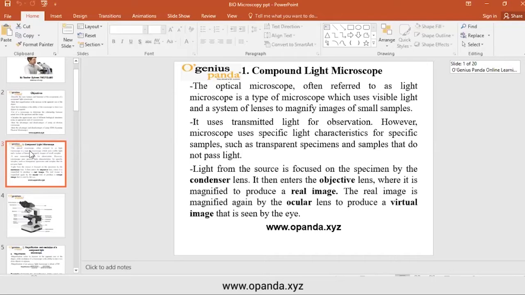However, the microscope uses specific light characteristics for specific samples, such as transparent specimens and samples that do not pass light. Light from the source is focused on the specimen by the condenser lens. It then enters the objective lens, where it is magnified to produce a real image. The real image is magnified by the ocular lens to produce a virtual image that is seen by the eye.